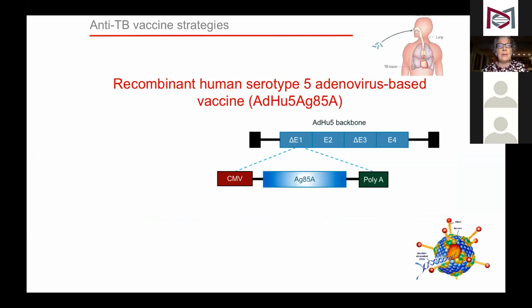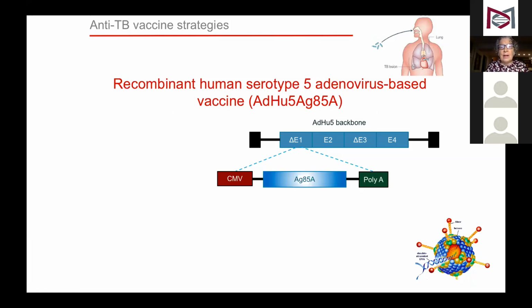So I'm going to talk a little bit about our tuberculosis vaccine program. Many of you will have heard discussions about this before, but for those of you that this is new to, we are studying a recombinant human serotype 5 adenovirus vaccine. In this, it is replication incompetent, and the primary immunogenicity antigen, Ag85A of tuberculosis, has been incorporated into the adenovirus vector backbone.